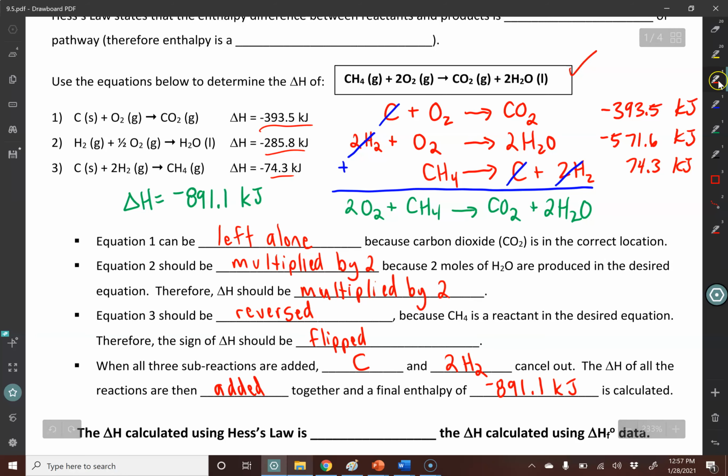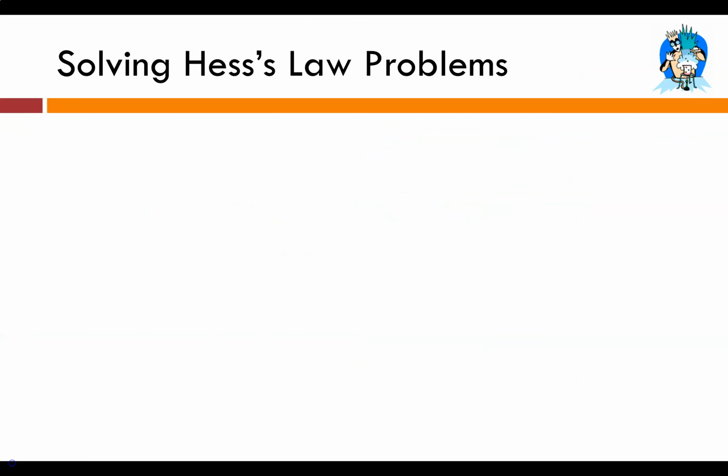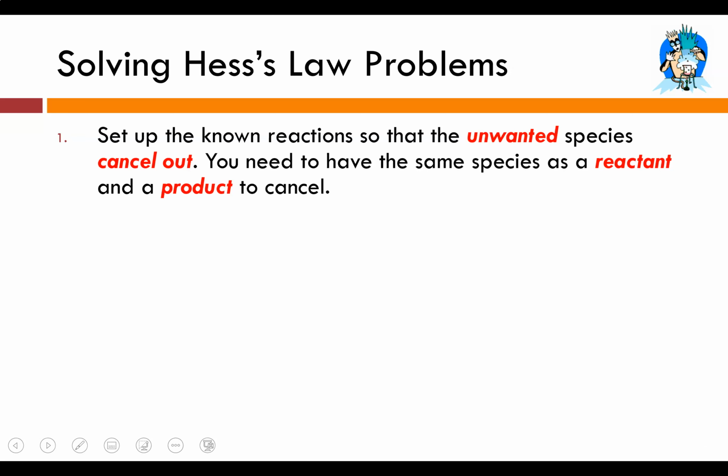All right, let's wrap up the notes. Let's wrap up with some general rules of thumb that you can follow when you're solving Hess's law problems. You always want to set up the known reactions or those subreactions so that the unwanted species cancel out. In order for something to cancel out, you have to have the same species, whether it is a compound or an element, as both the reactant and product. They also need to be present in the same quantity.